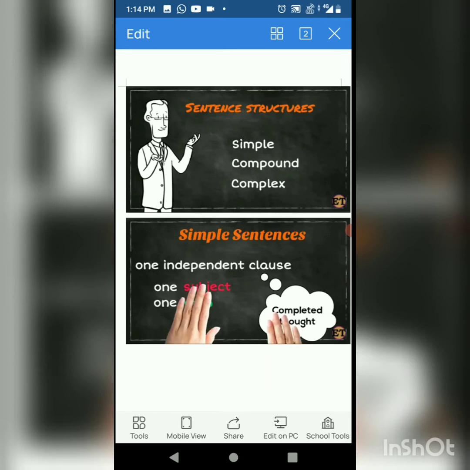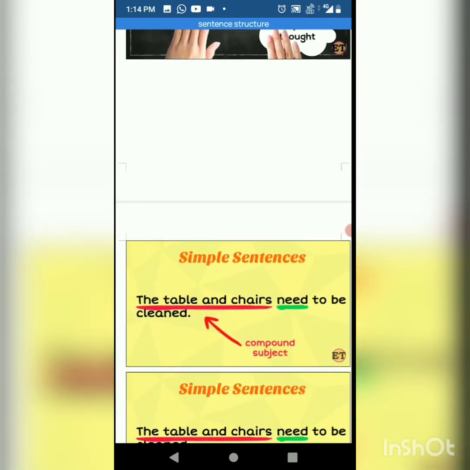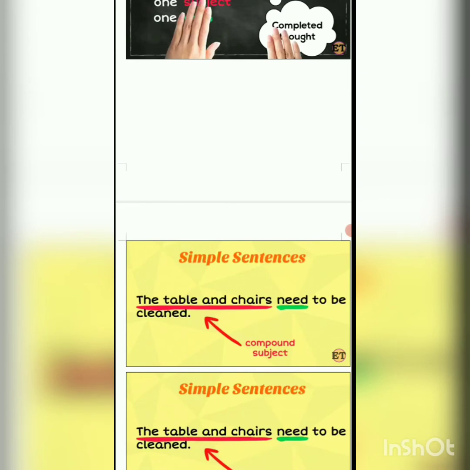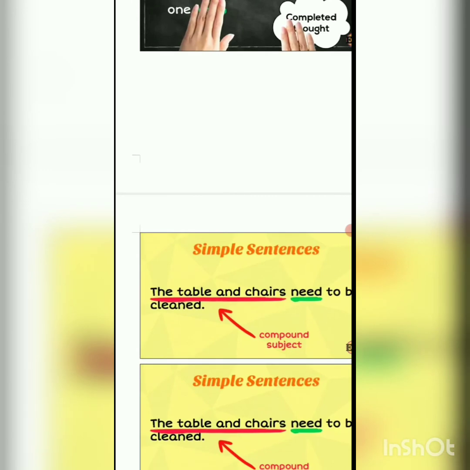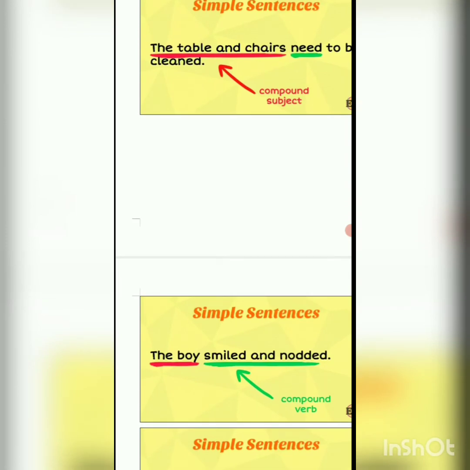An independent clause has a complete thought and it has a subject and a verb. Children, in a simple sentence sometimes we have two subjects, like the table and chairs need to be clean. So here we have a compound subject, that is a double subject, and sometimes the verb can be double. The boy smiled and nodded. So in this slide you can see the verb is compound, that is, it is a double verb. Okay, so a simple sentence has one independent clause.